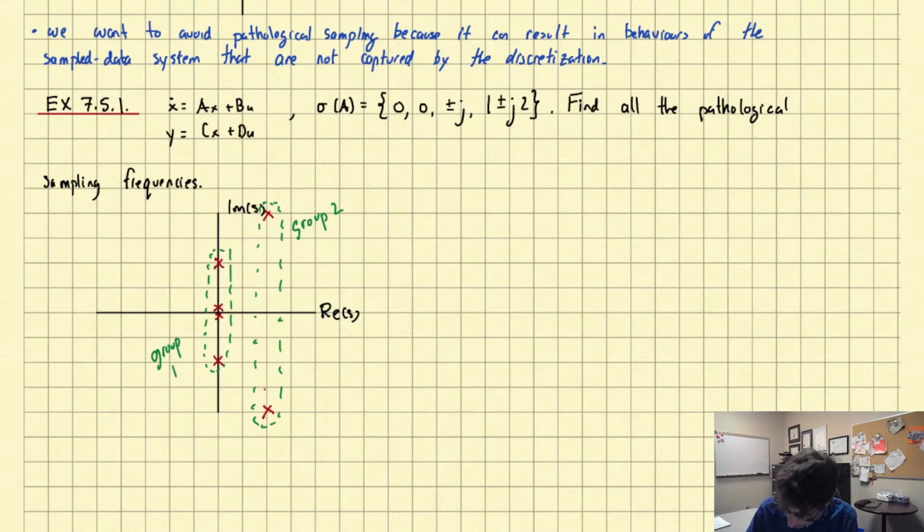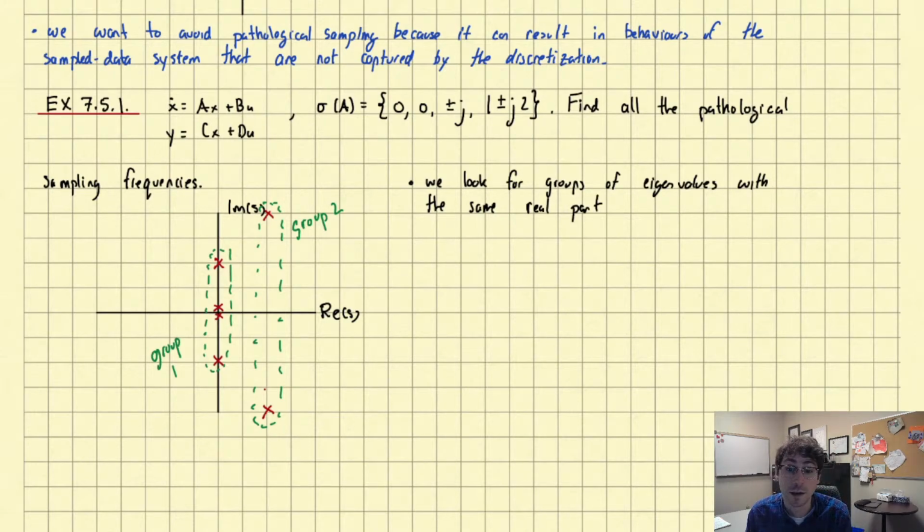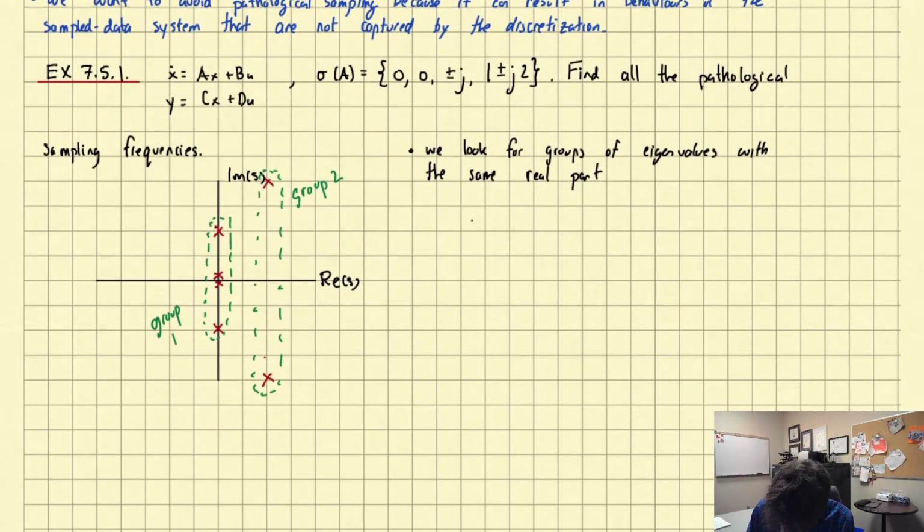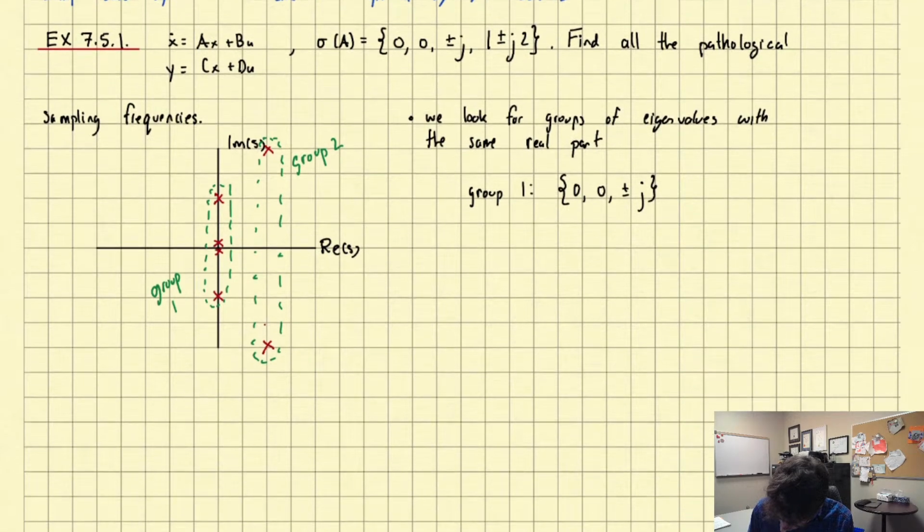Okay, so I already wrote it, I just drew the picture, but let me write that down. So we look for groups of eigenvalues with the same real part. Right? Visually, they're going to look like they're on a vertical line in the S-plane. Okay, and so as I wrote there, we have group 1 and group 2.